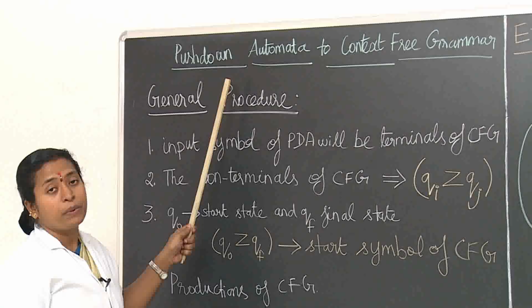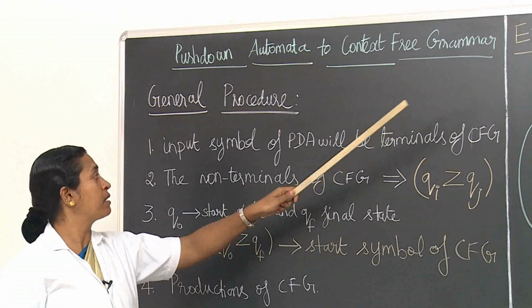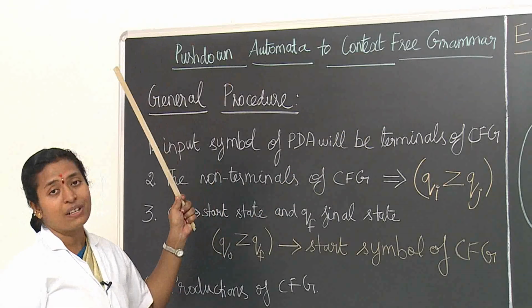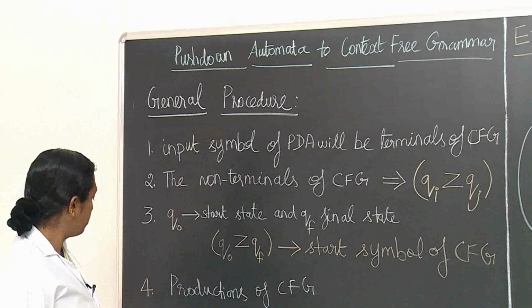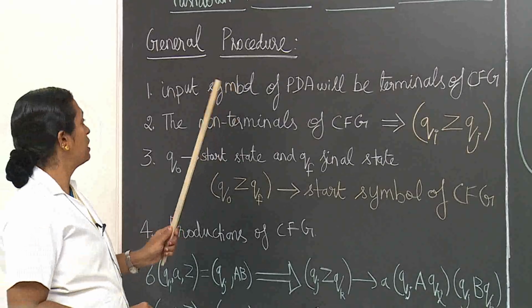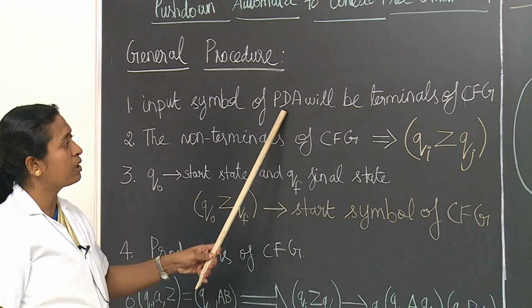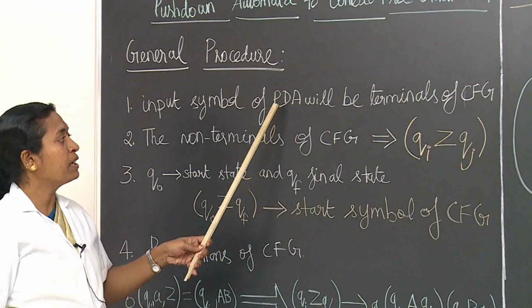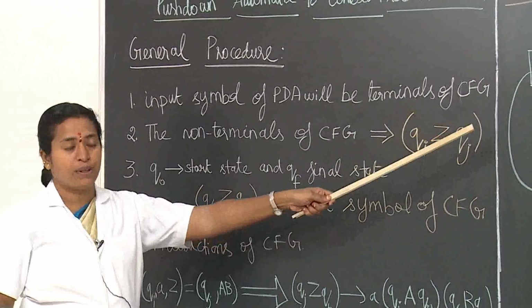This is the last topic in this unit, that is, push-down automata to context-free grammar. How do we convert the push-down automata to context-free grammar? Previously we have seen context-free grammar to push-down automata. Here the general procedure has 4 steps. First, all the input symbols of the push-down automata will be the terminals of the CFG. The push-down automata input will be small case letters, and those will be the terminals of the context-free grammar.